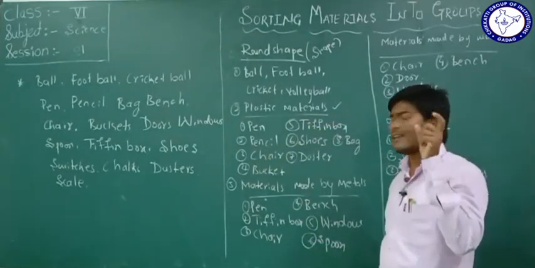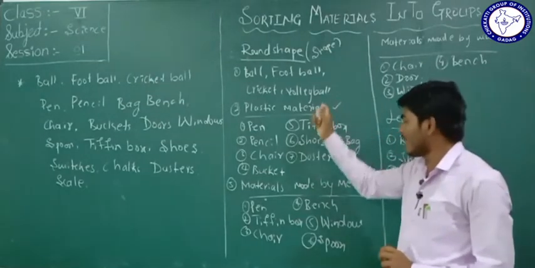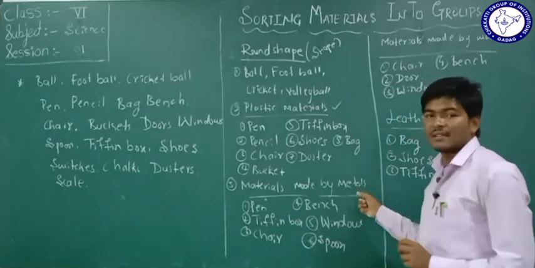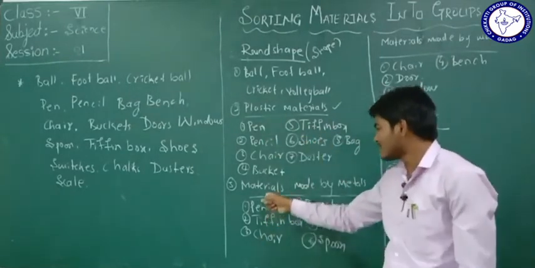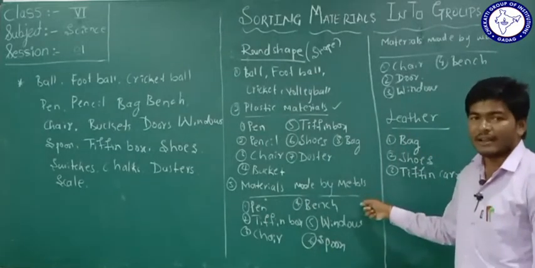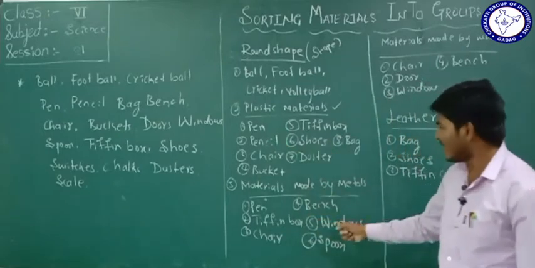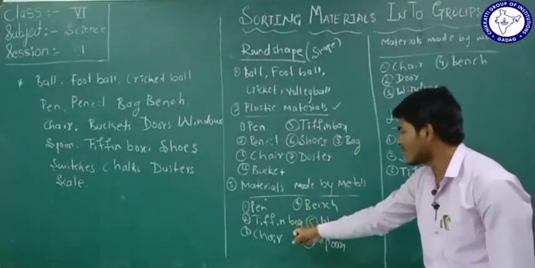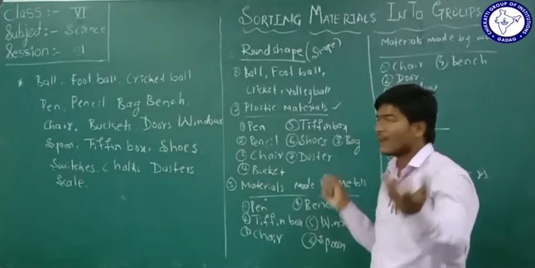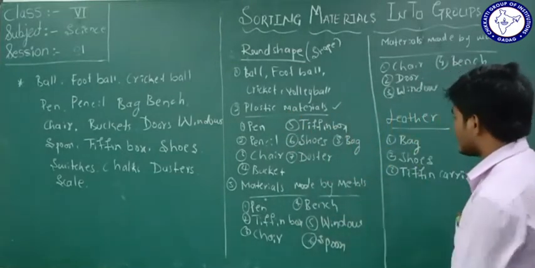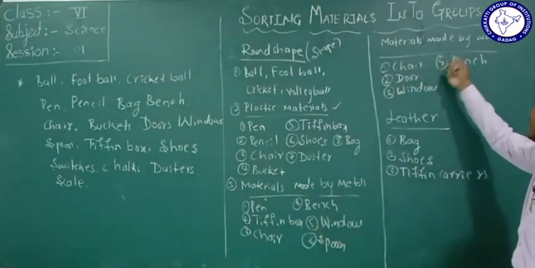And also see here some of the examples that are both in the plastic group and in the metals group, isn't it? See here, the pen is present in the plastic materials and also in the metal materials. And pencil is present here, but not there. The tiffin box is present in metal material and also in plastic material. The bench is present in the metal material and also in a wood material.